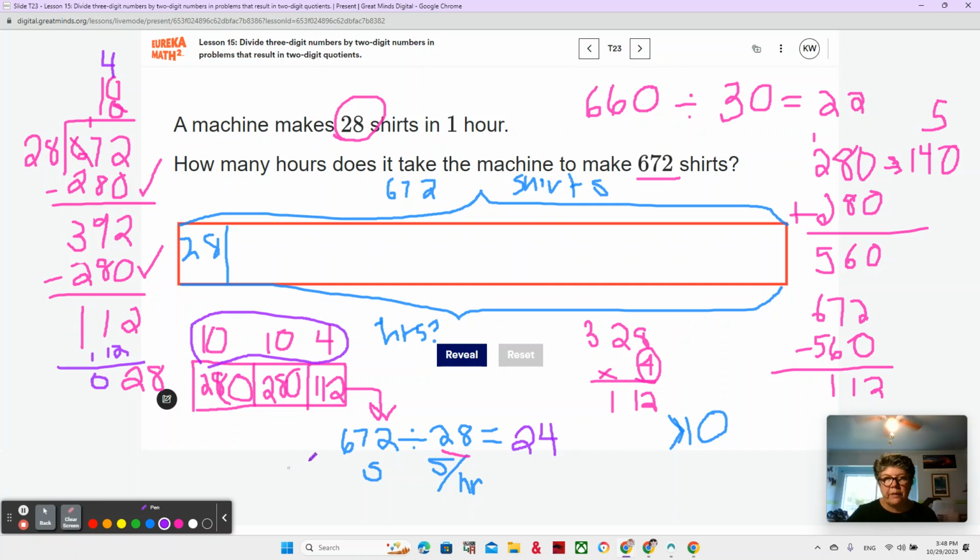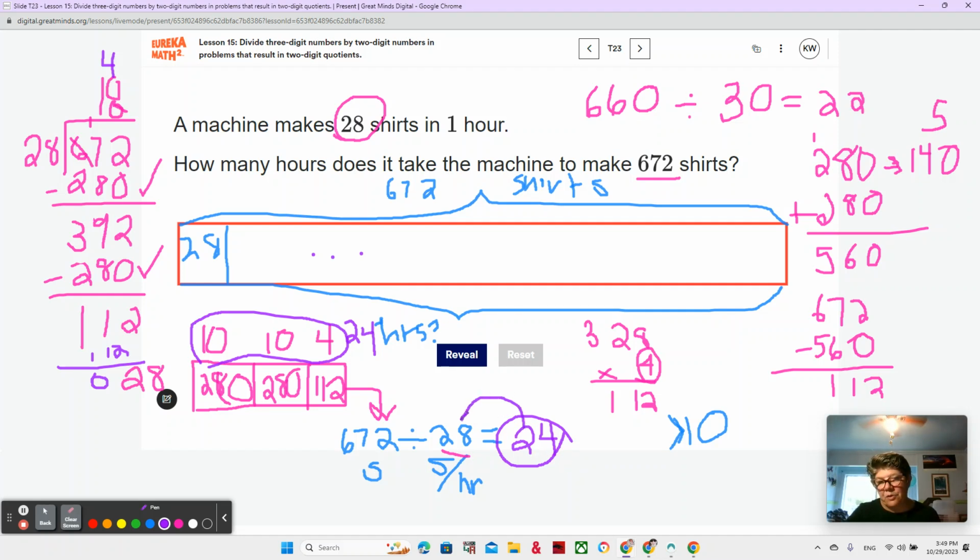And that would zero that out for our standard algorithm. And here's our area model. And here's our, I forget what they call it. But what does this show us? This shows us how many 28s we need, right? And that would be 24 because each 28 is an hour. And that's 24 hours, tape diagram, right? Okay, awesome. Do we have a remainder? No. How many groups did we have? 24 groups.